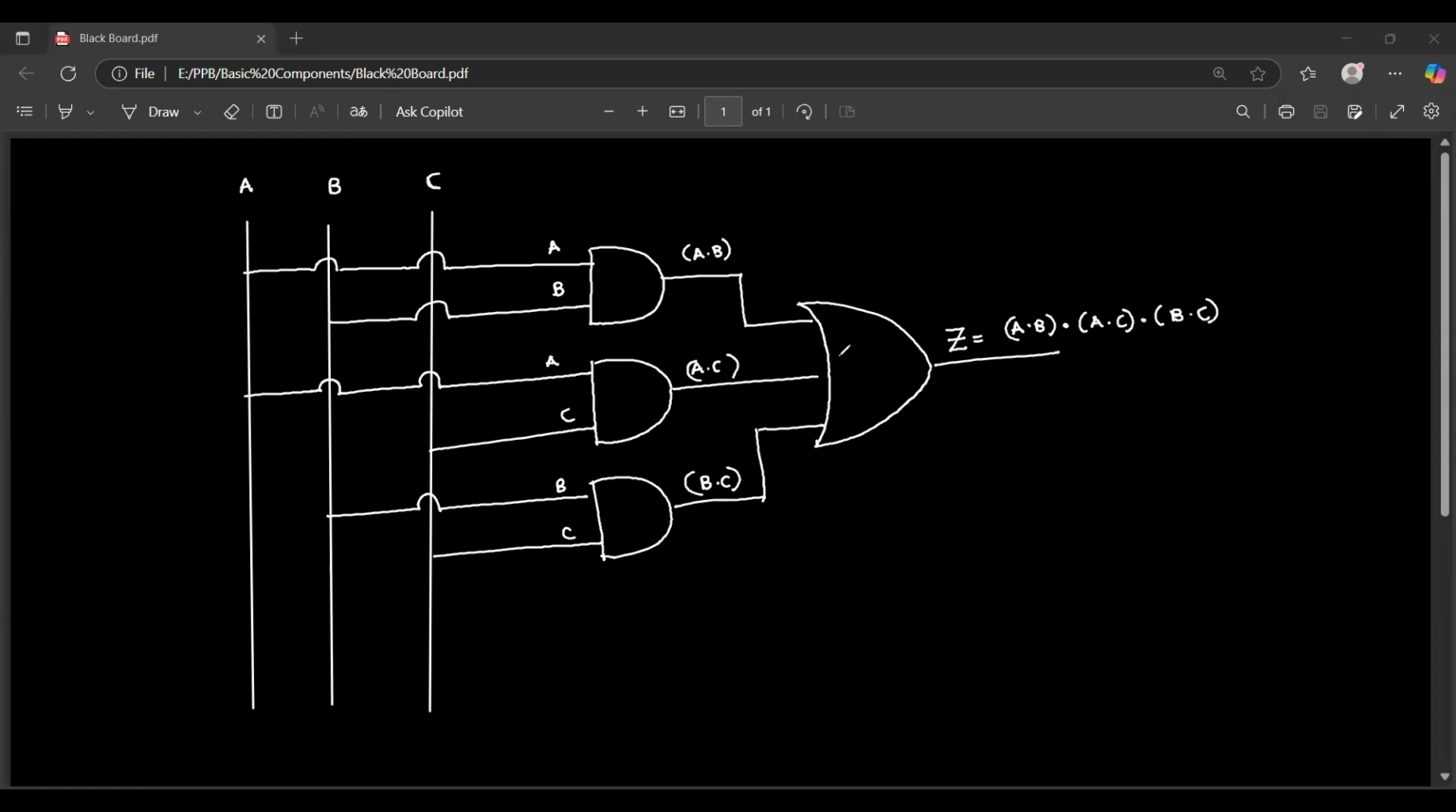Well, if this was an AND gate, it would be correct. Since this is an OR gate, we have to put plus here. Please be careful about that. We can make careless mistakes, so please make sure you don't make them. Now let's do another question.